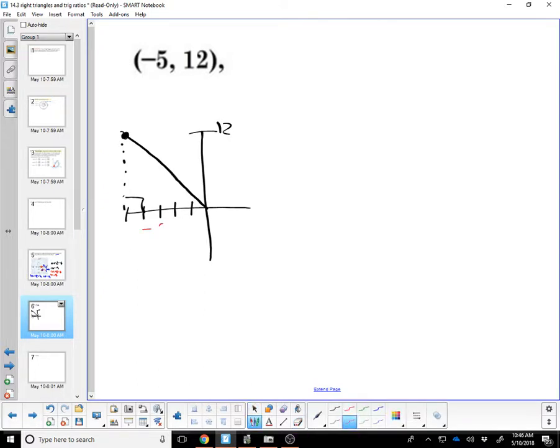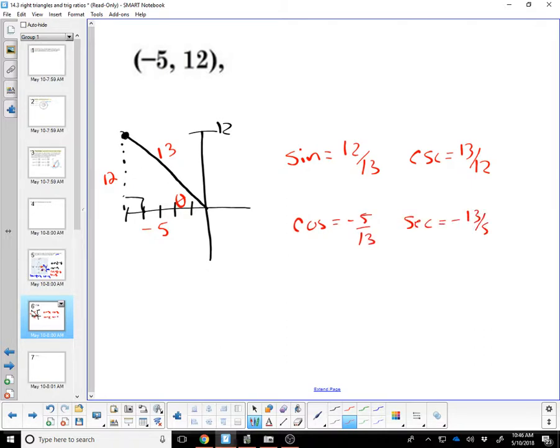So, this is going to be a -5, 12, right? What'd you guys get for the hypotenuse? 13. 5, 12, 13. Okay. So, here's my theta. Let's start with sine. Sine is opposite over hypotenuse, which means 12 over 13. Since we're already here, we'll do cosecant at 13 over 12. Then we'll do cosine. Cosine is adjacent over hypotenuse, -5 over 13. And since we're here, we'll do the secant, which is going to be -13 over 5.